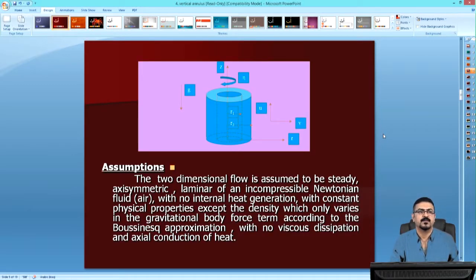Assumptions. The two-dimensional flow is assumed to be steady, axisymmetric, laminar of an incompressible Newtonian fluid, air, with no internal generation, with constant physical properties except the density which only varies in the gravitational body force term according to the Boussinesq approximation, with no viscous dissipation and axial conduction of heat.